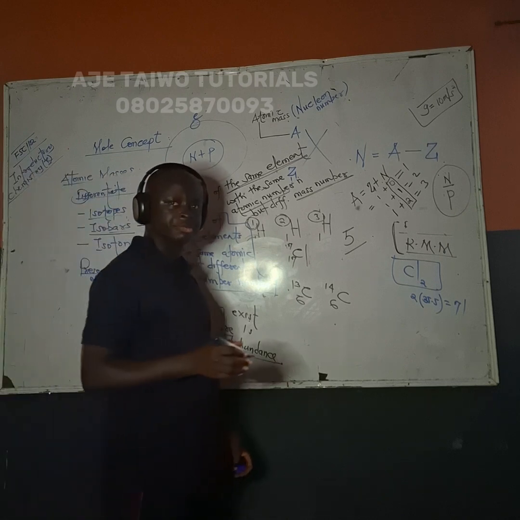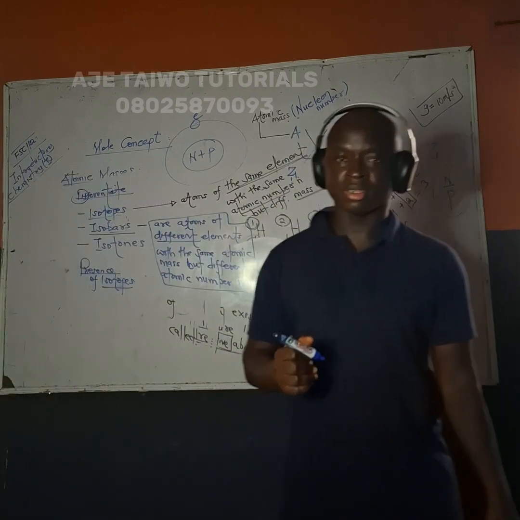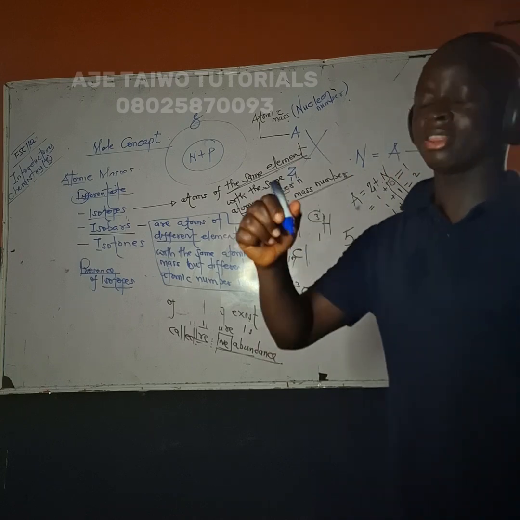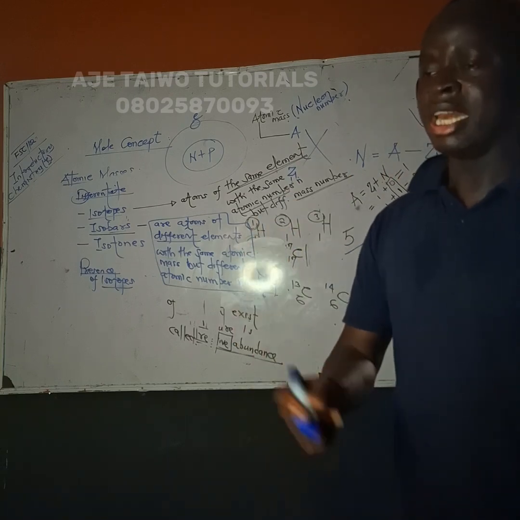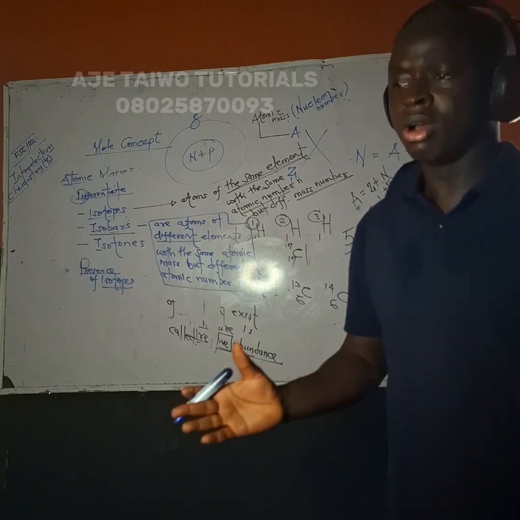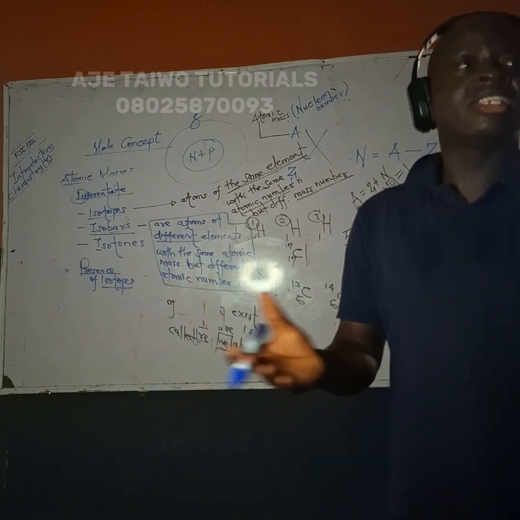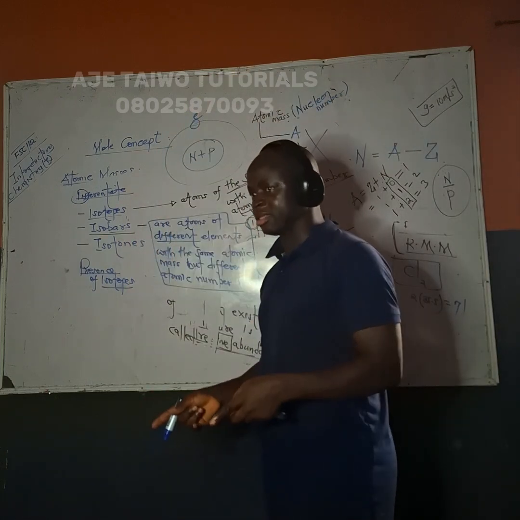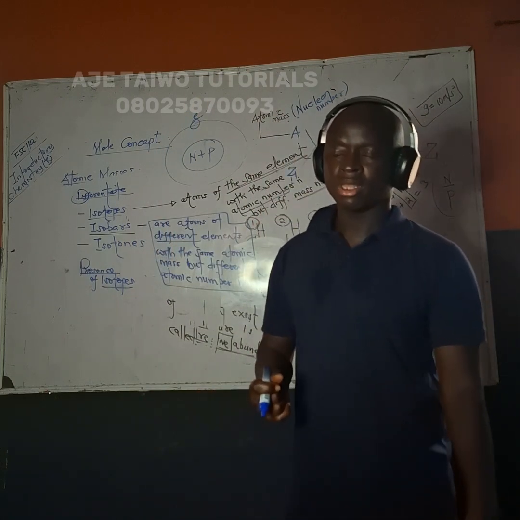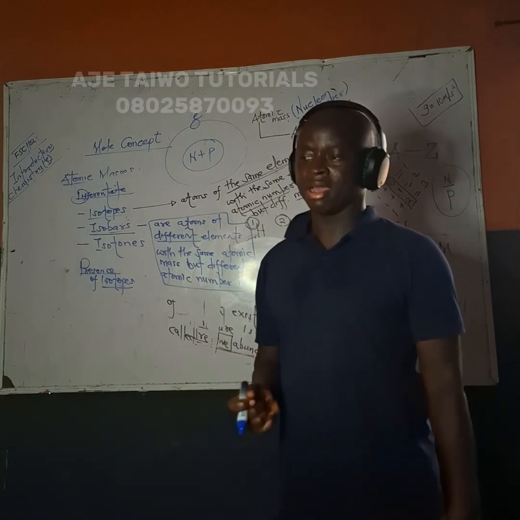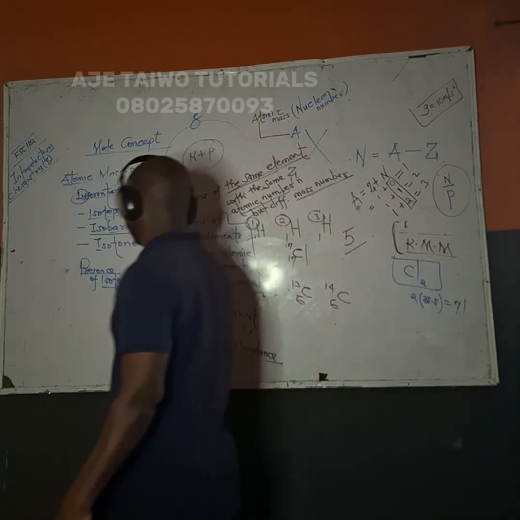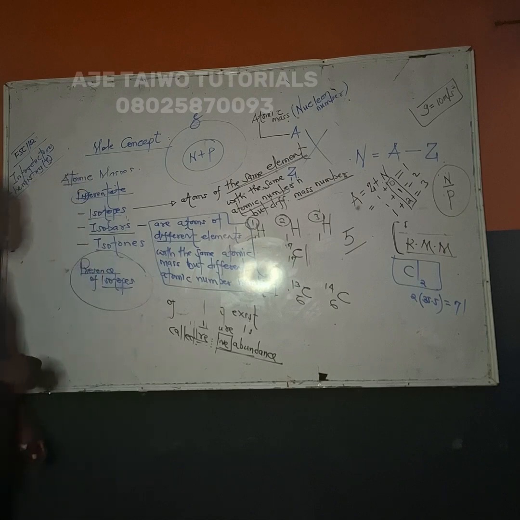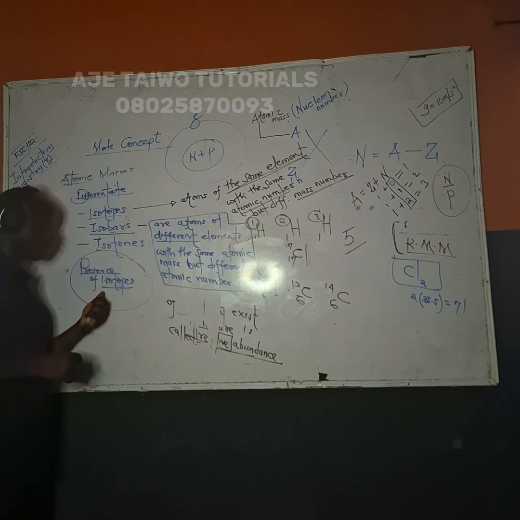Let me make it a question. Why is the relative atomic mass of every element never a whole number? Why is it a decimal, a fraction? Always fractional, decimal. Why? Answer: because of the presence of isotopes. Very good.